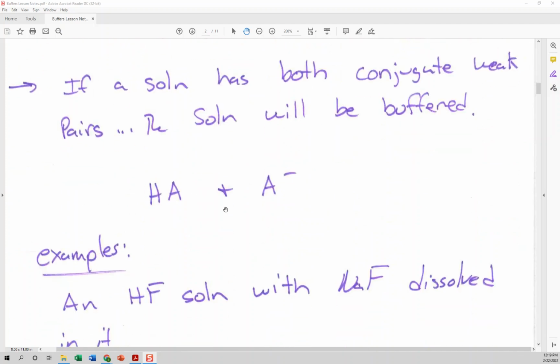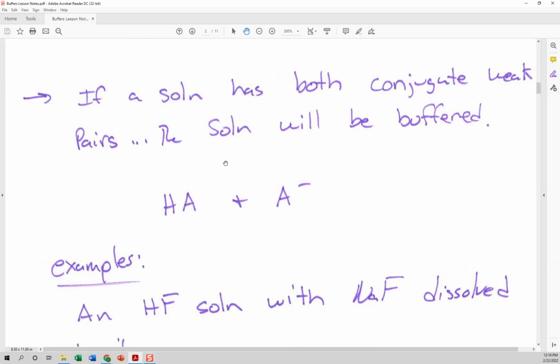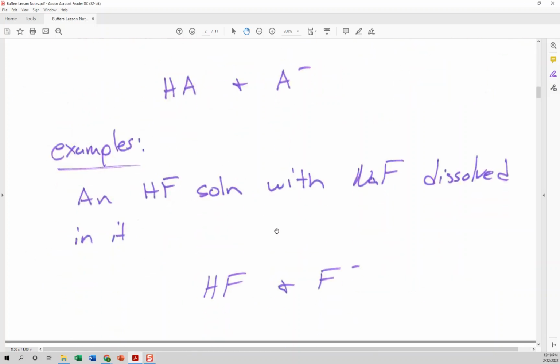So if we want to break that down into our generic weak acid and its generic conjugate weak base, if you have HA, which is a weak acid in solution, and you have A- in the solution at the same time that you have HA, if both of those things are in your solution, you have a buffer. All right? So let's think.